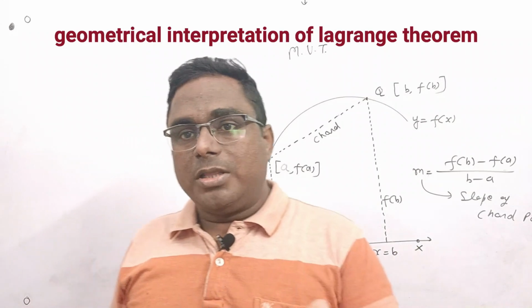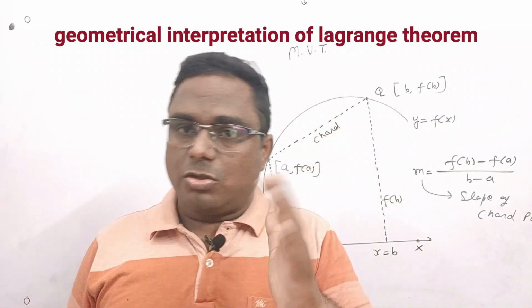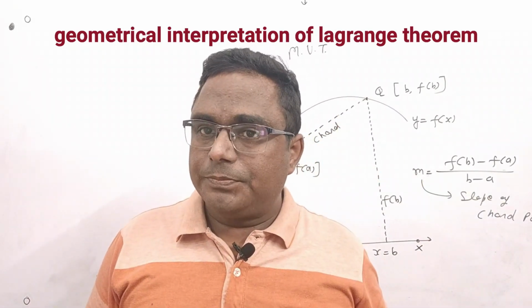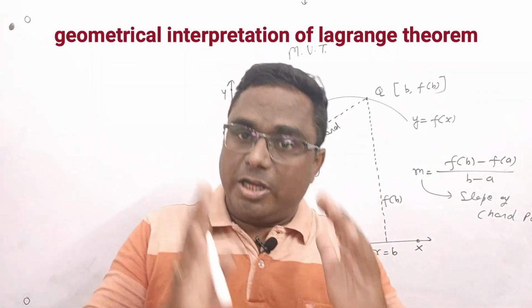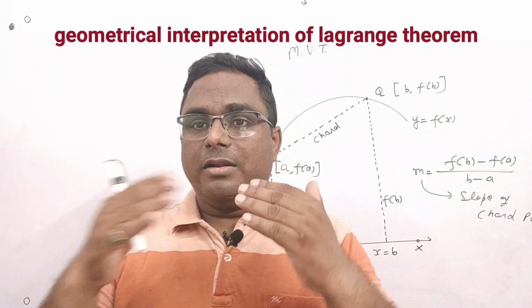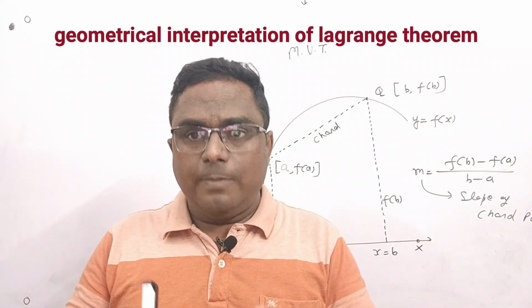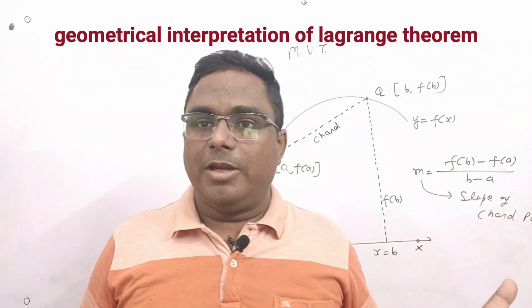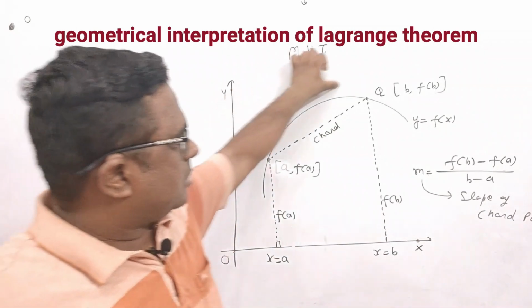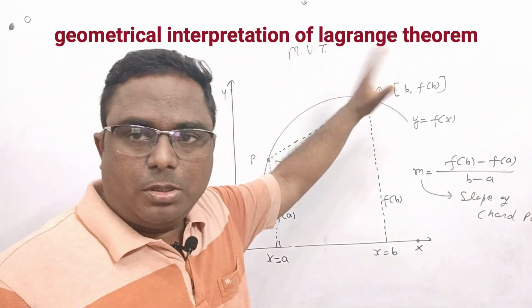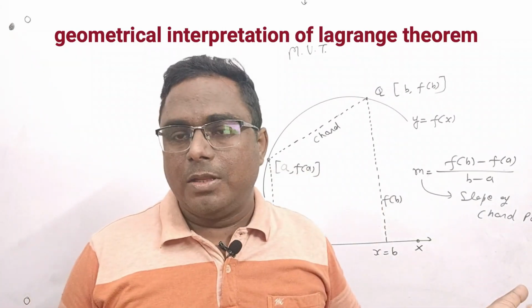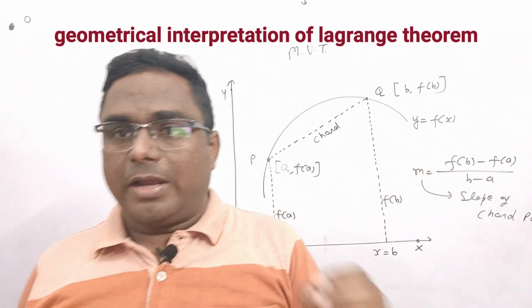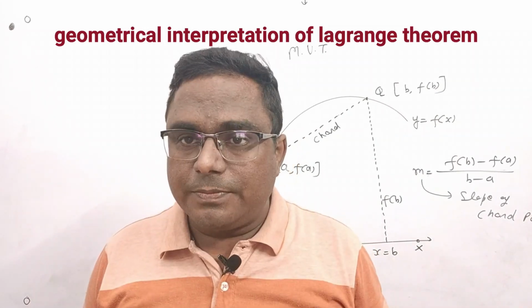So actually, what are these? These are the first two conditions of Lagrange's mean value theorem. In the first condition, I told you that the function must be continuous in the closed interval a, b. In the second condition, I told you that the function must be differentiable in the open interval a, b. So this function is continuous and differentiable, continuous in the closed interval a, b and differentiable in the open interval a, b. So the first two conditions of Lagrange's mean value theorem are satisfied.